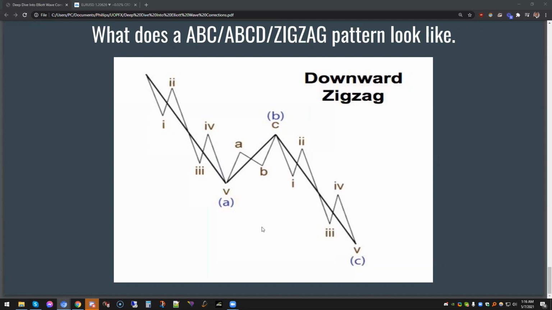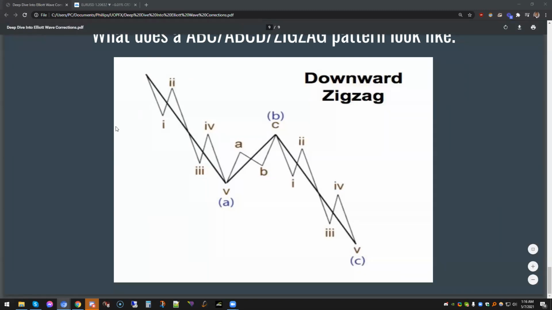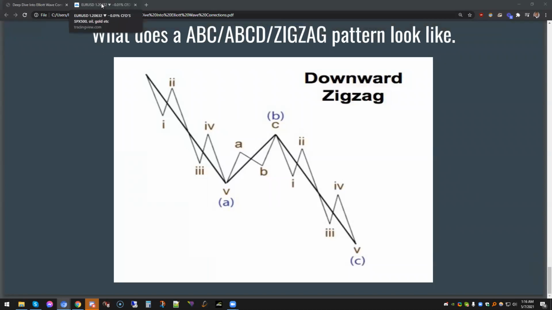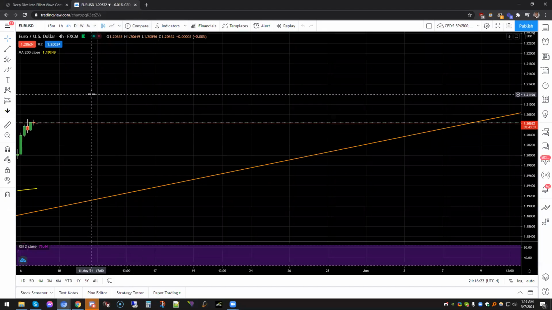Now, with patterns, you don't have to complicate it too much. All you need to do is just have an idea what they look like. So once you see that shape in price, then you already have an idea what to expect. So let's take it to the chart. Let's look for some zigzag formations.